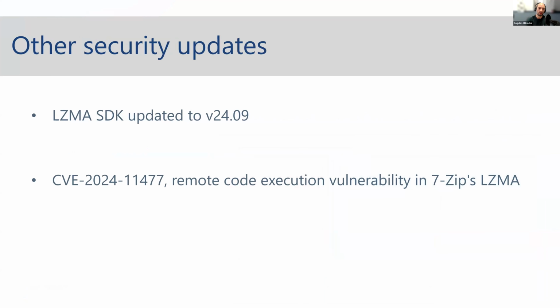We've done a few other security updates. The most important one is for the LZMA SDK, which was updated to version 24.09, and the CVE security update with regards to a remote execution vulnerability in the 7-Zip SDK. This is an SDK that we use when you build setup EXEs with compression activated in those options for your packages, if you want to reduce the package size.